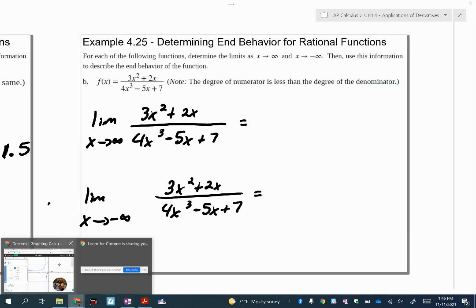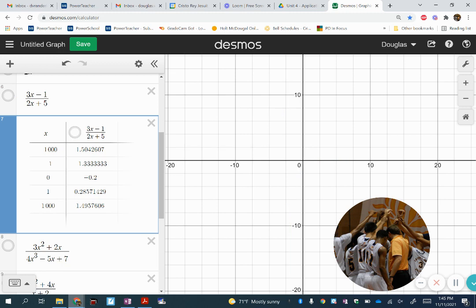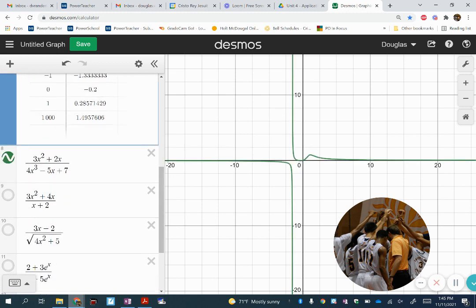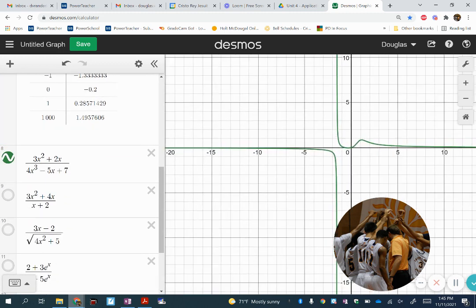You'll see when we graph this and I show you the table what is happening to this one. So we go back to Desmos. Let's look at this one now. Interesting little blip there. Kind of cool. I've never seen that before.